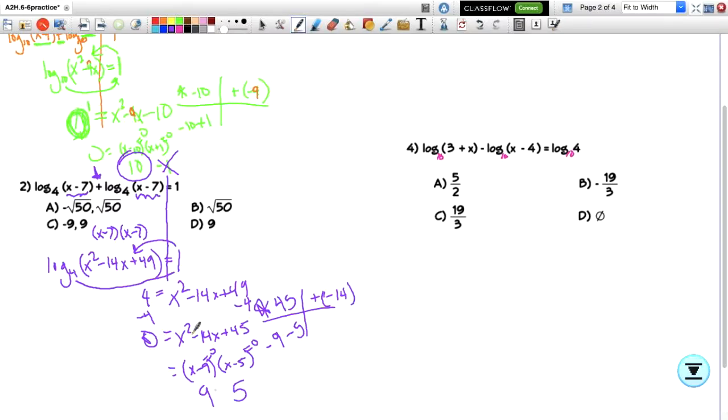Let's check. Actually, they can't because it's multiple choice and that's not an option. Let's just check anyways, though, okay? 9 minus 7 is 2. 9 minus 7 is 2. That's positive. 9 works.